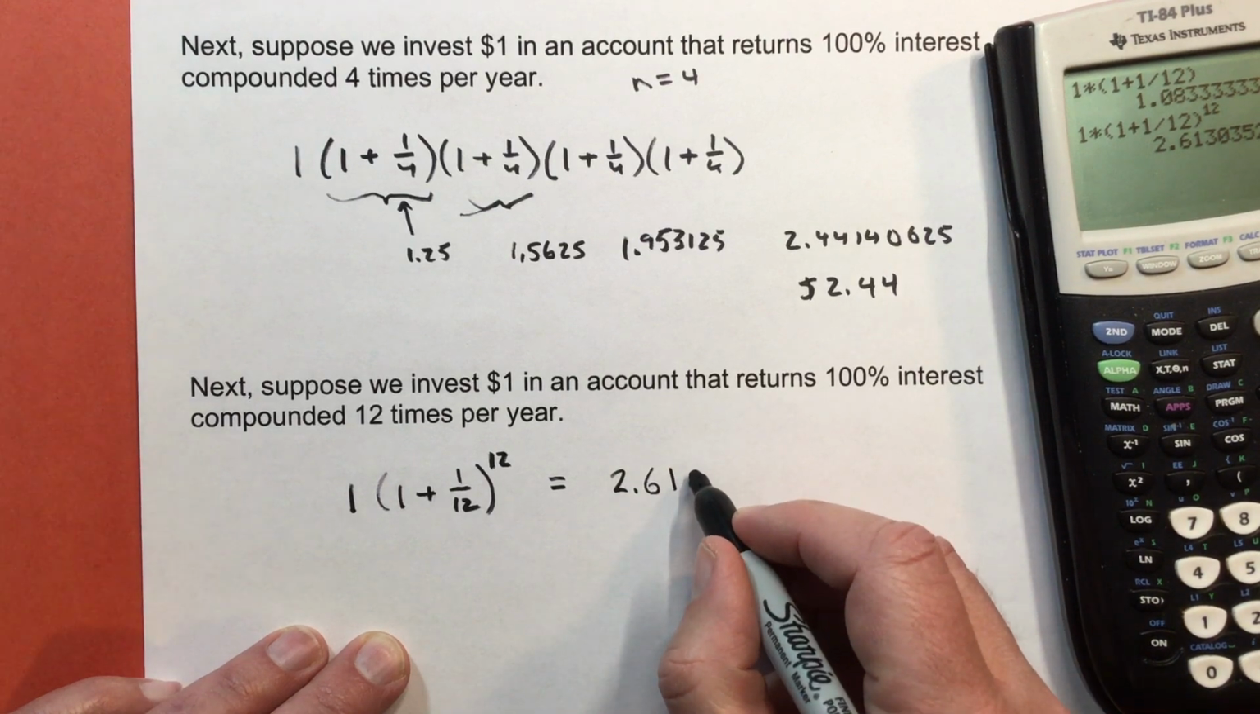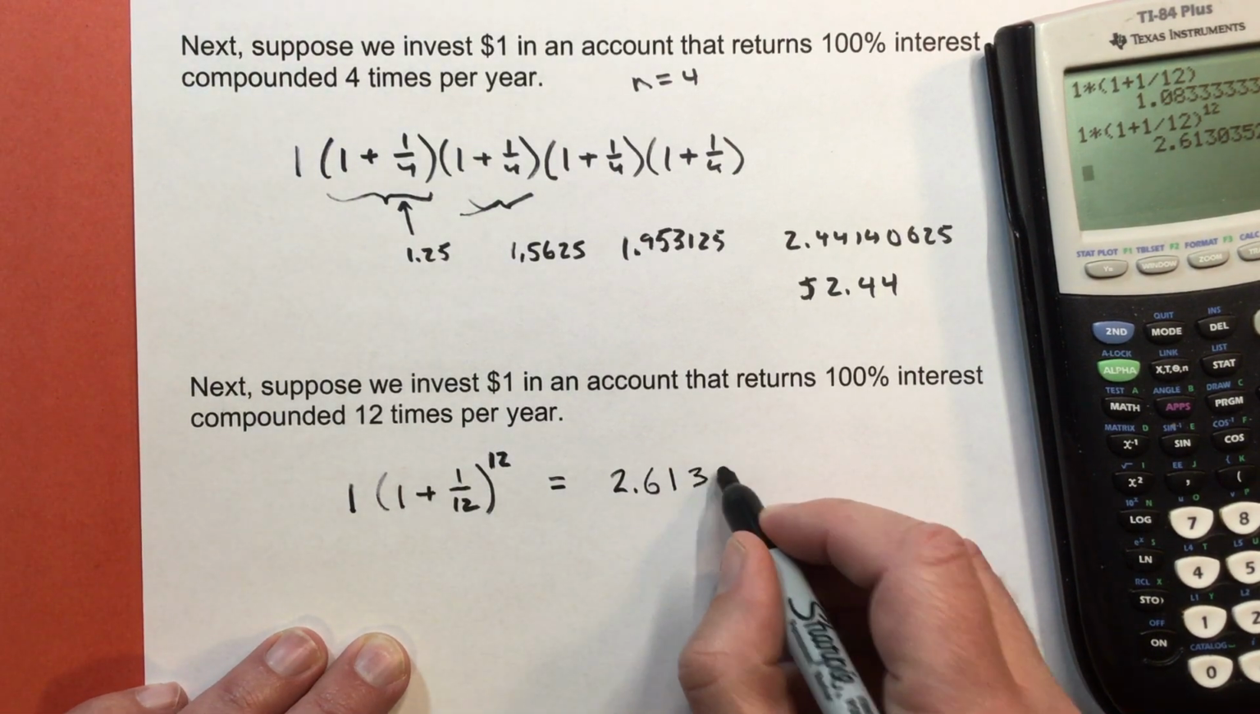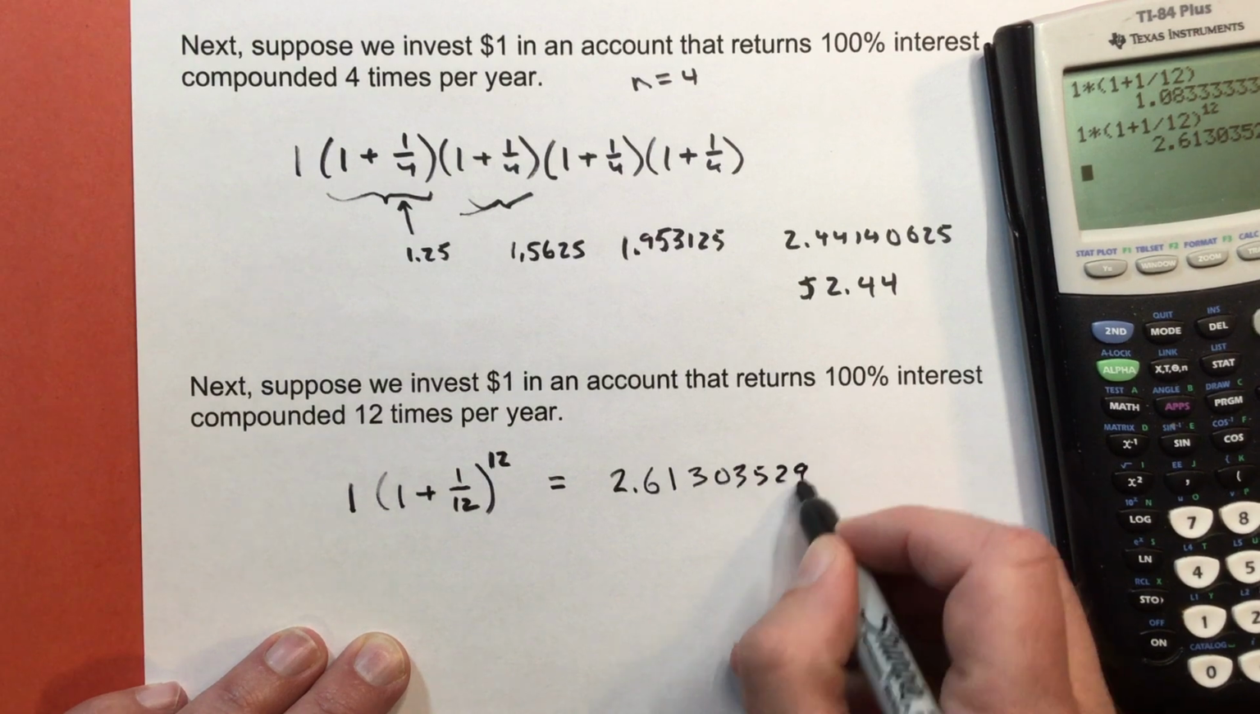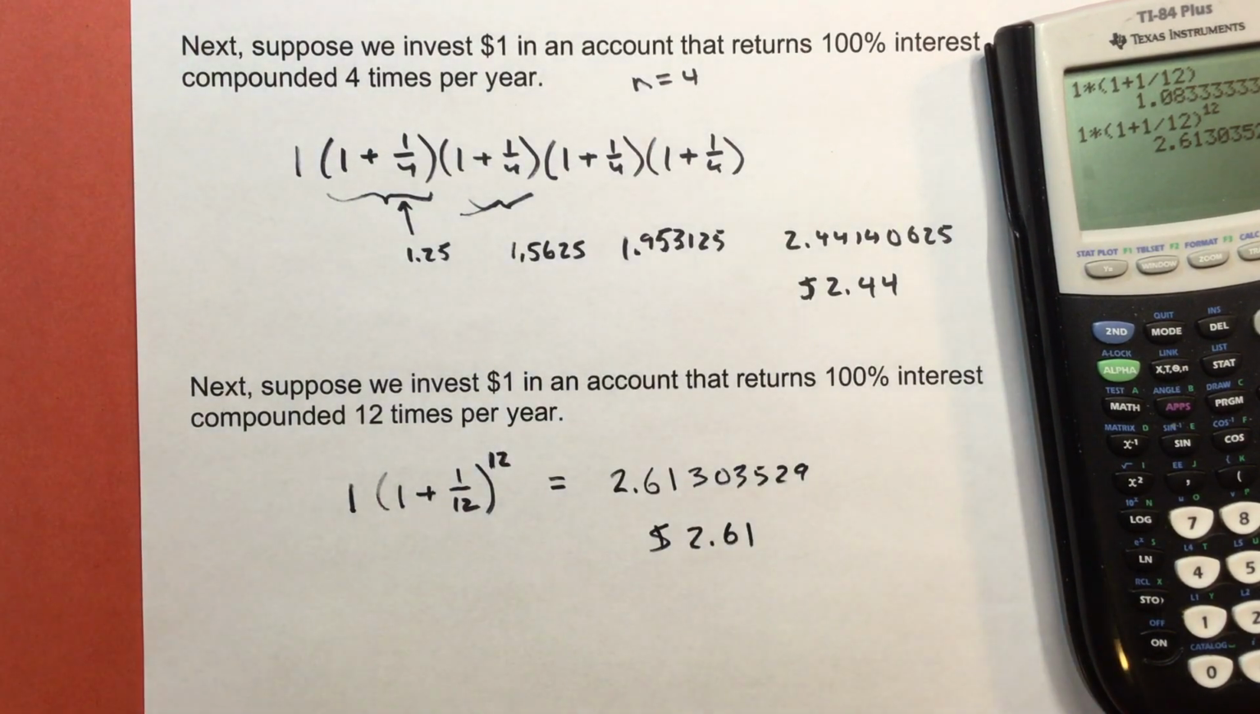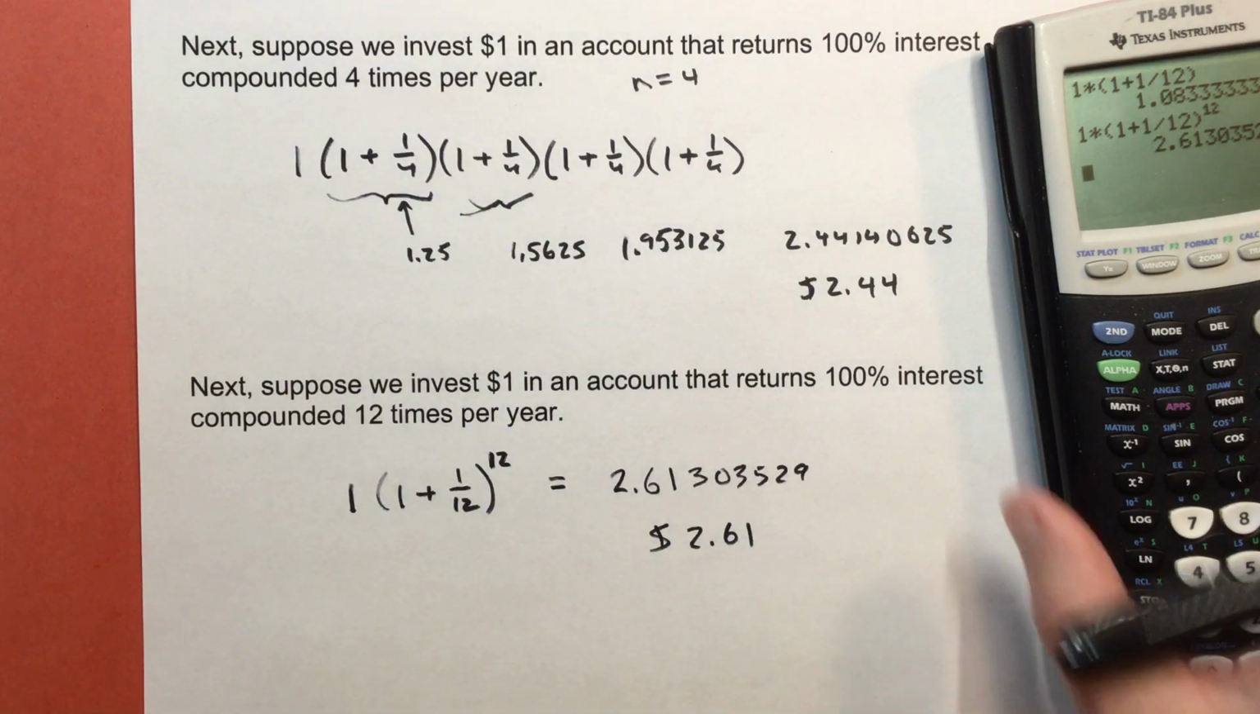$2.61. I'll write the whole thing that I've got, 2.613035290, which means that it is worth $2.61. Guys, I think that I've found the secret to infinite money.